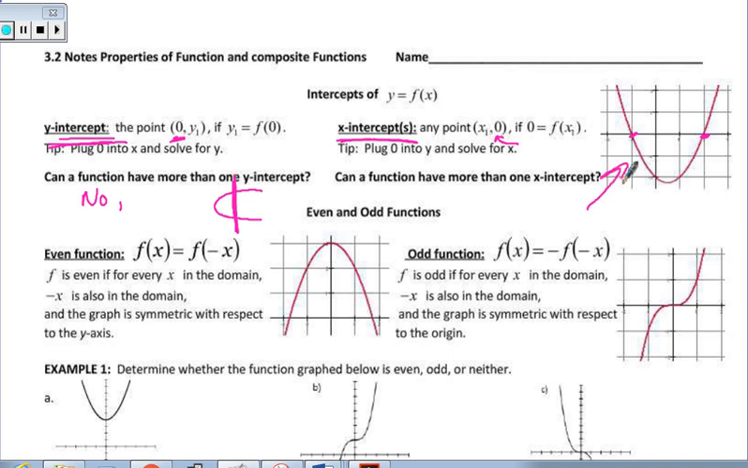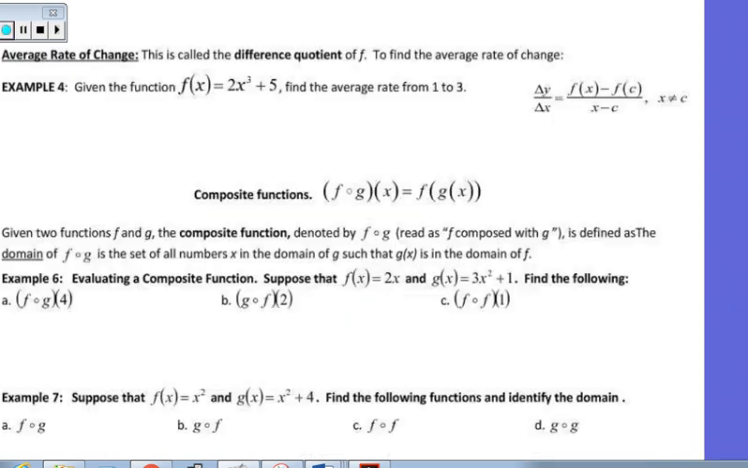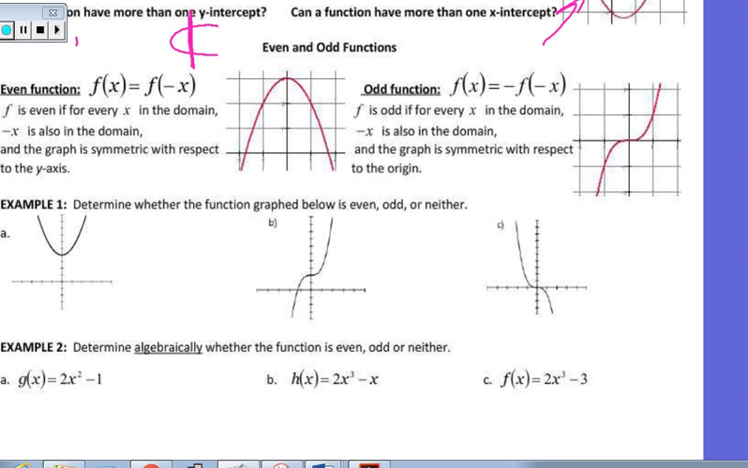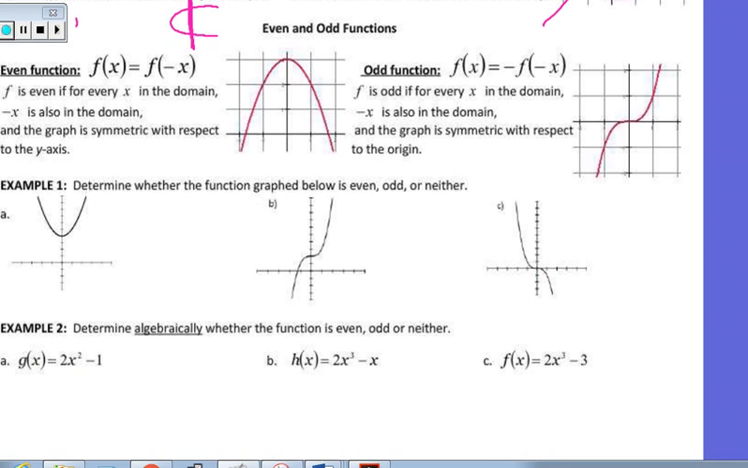Can a function have more than one x-intercept? Here's an example right over here. It absolutely can. It can have multiple x-intercepts because that does not prevent it from passing the vertical line test. We also have even and odd functions. This might be a new concept to some of you.